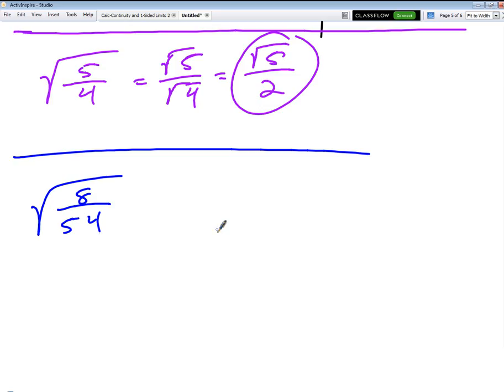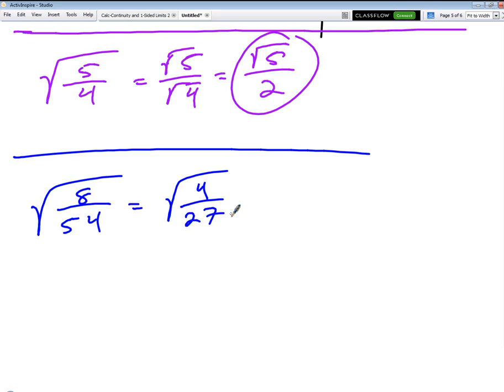Any suggestions on this one? What do you think? Help me. Simplify the fraction first, right? That might make it a lot easier. What's a number that goes into both of those? Not 8, but 2 does, right? So I could rewrite this as what? The square root of 4 over 27? That's a little better, right?